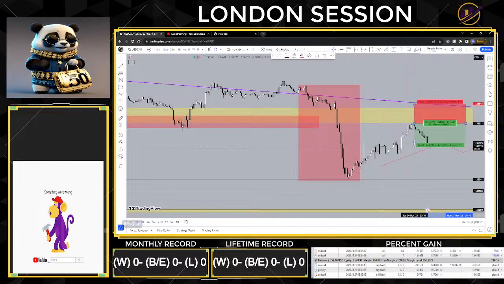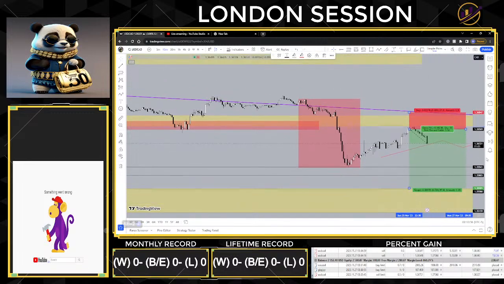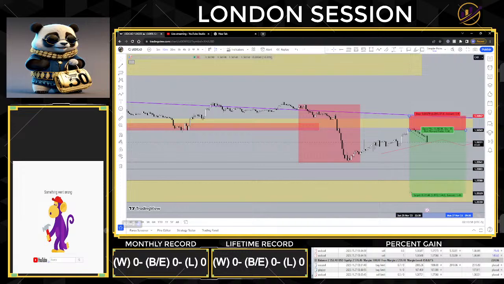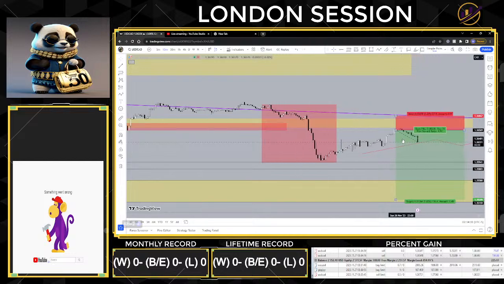Entry was around here, 1.36550. So that's somewhere around here. And our TP, as we mentioned, is at 1.352. That's our final take profit target. And our stop was right above here. It's a 1 to 4.9 risk to reward ratio. That's a pretty decent risk to reward.